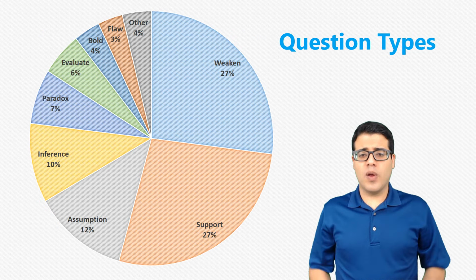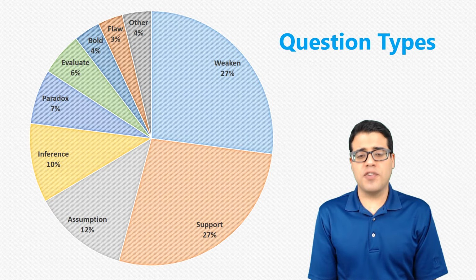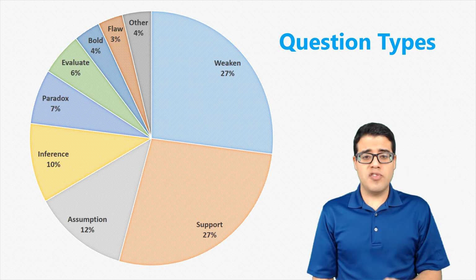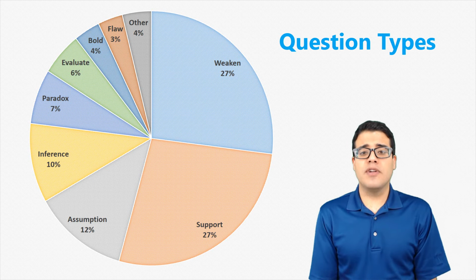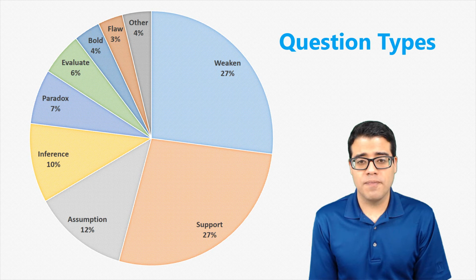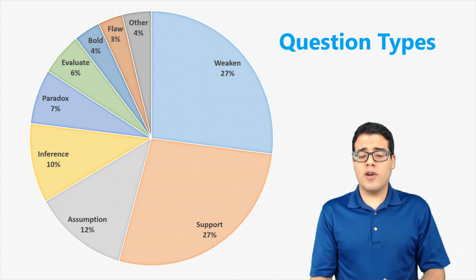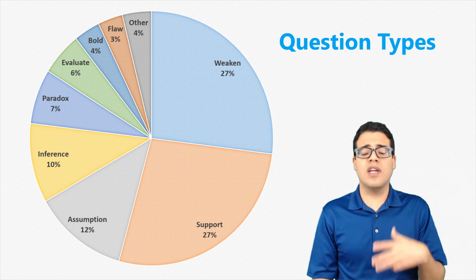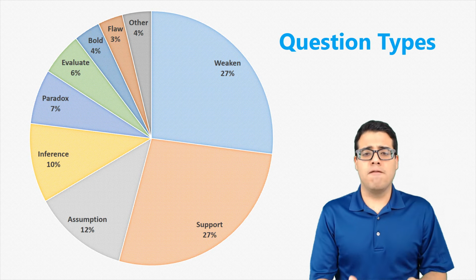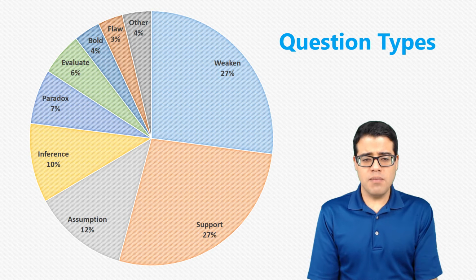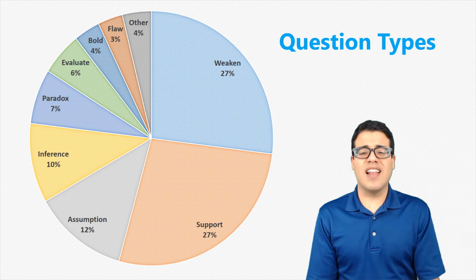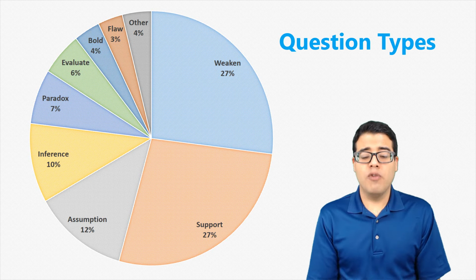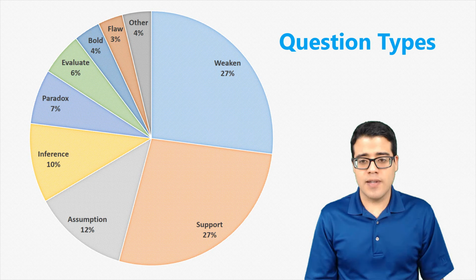So, what about the question types? There are many question types, and the most important ones are weaken and support, which, as you can see on the graph, represent more than 50%. Then you have other types such as assumption, inference, paradox, evaluate, bold statements, and flaw questions. There are some minor types that are not relevant and that haven't appeared in a long time. So we will focus only on these 8 types.